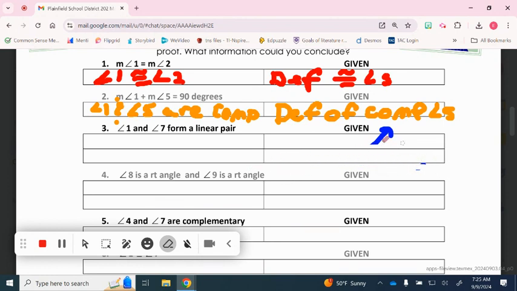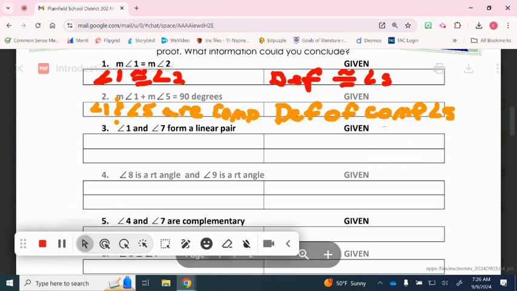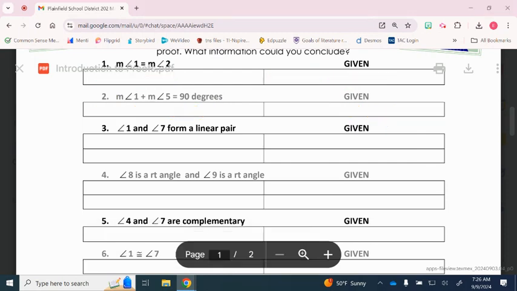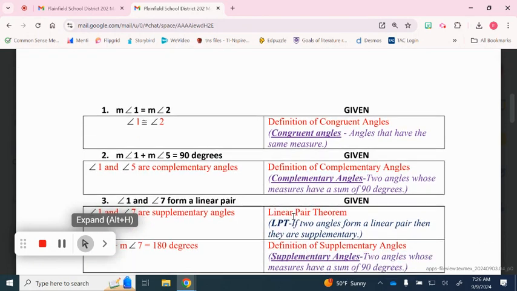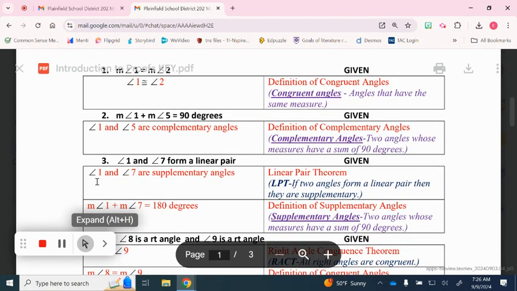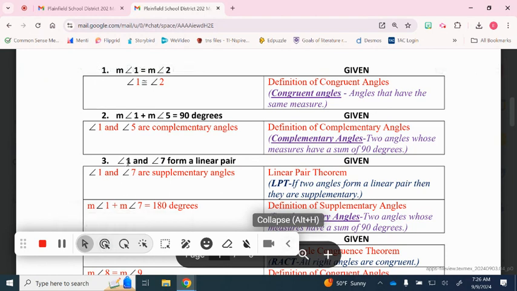So I'm just going to show you this one because, like I said, we haven't really done it yet. And I'm not going to have you guys be responsible for something just yet that hasn't really been discussed. So here is this one, okay? So you have angle 1 and angle 7 form a linear pair. Angle 1 and 7 are supplementary angles. That is what you automatically know, okay? And this is by the linear pair theorem.